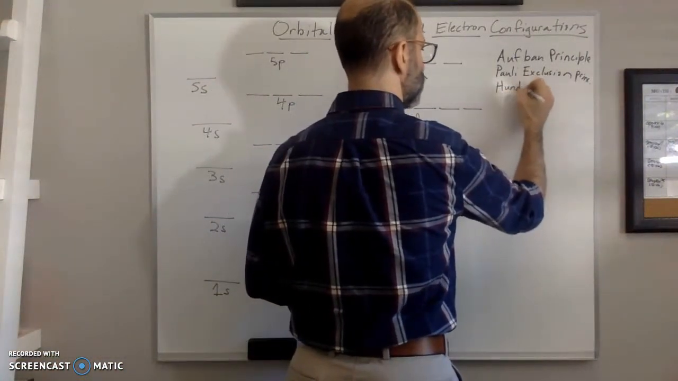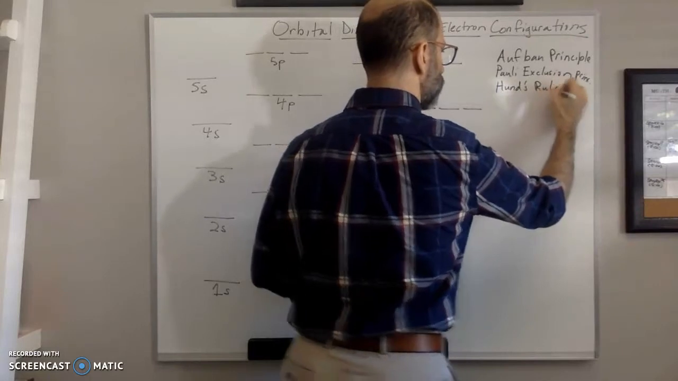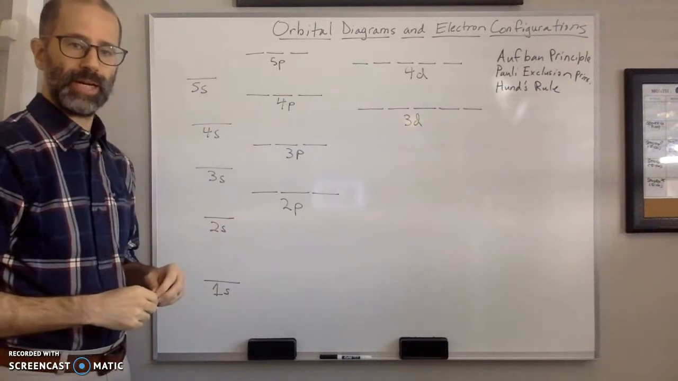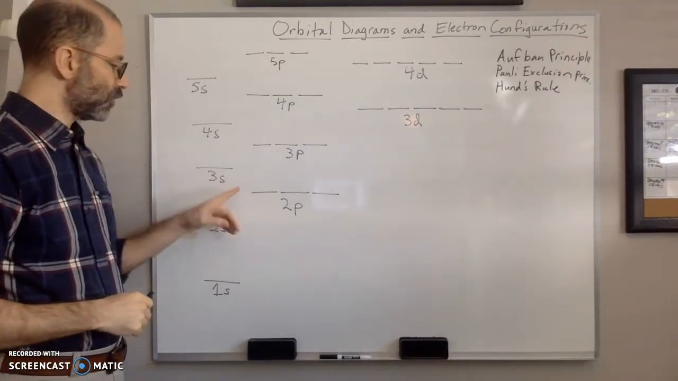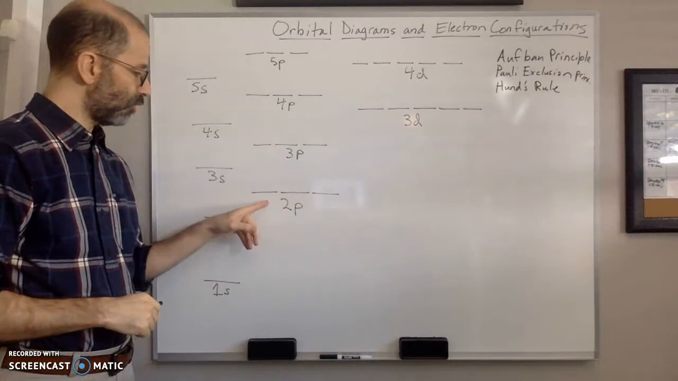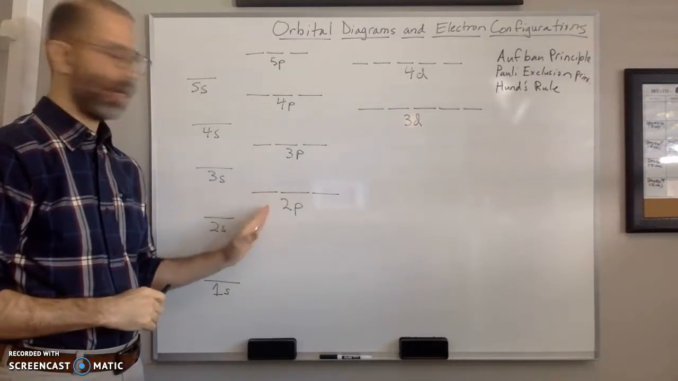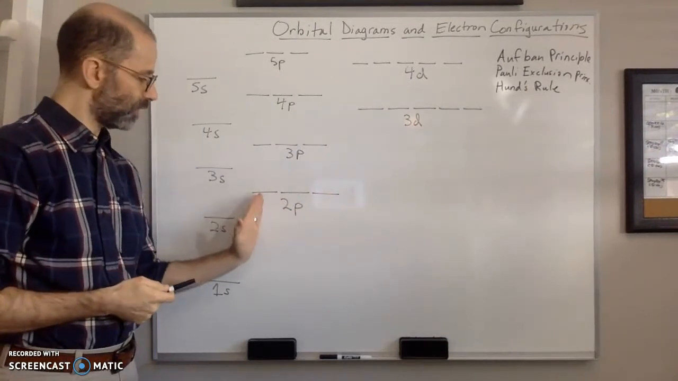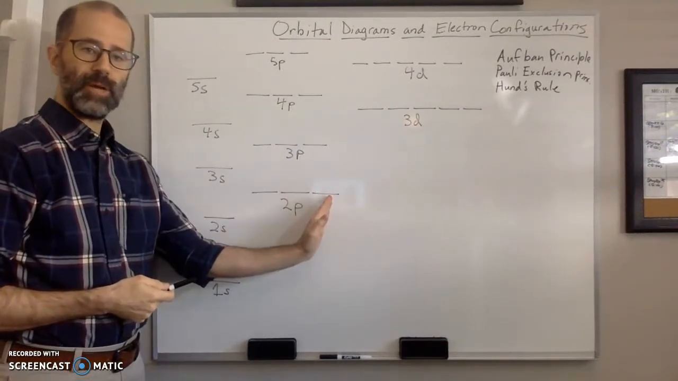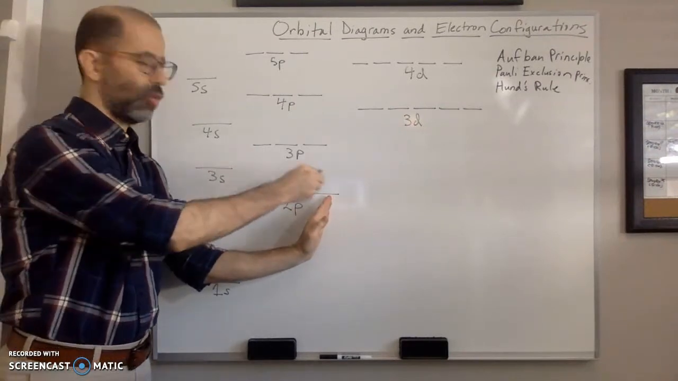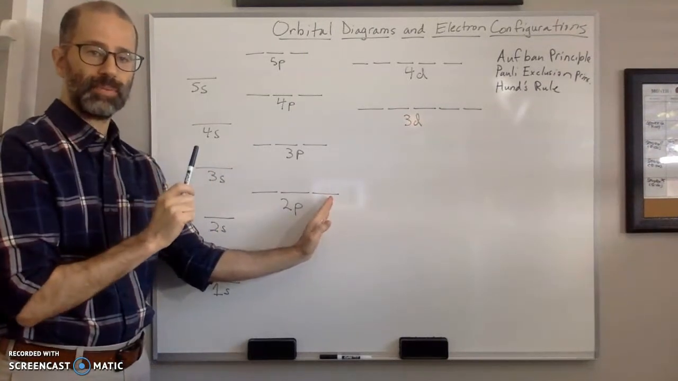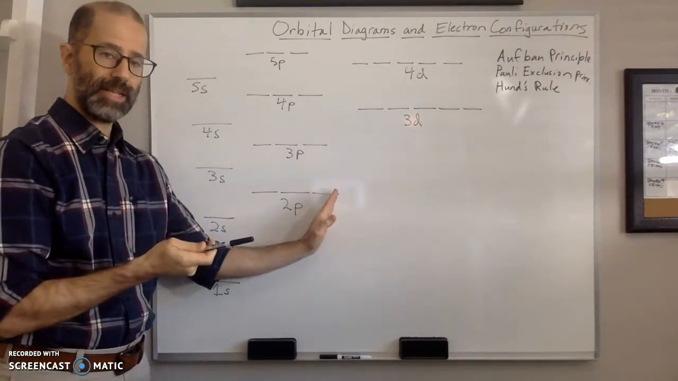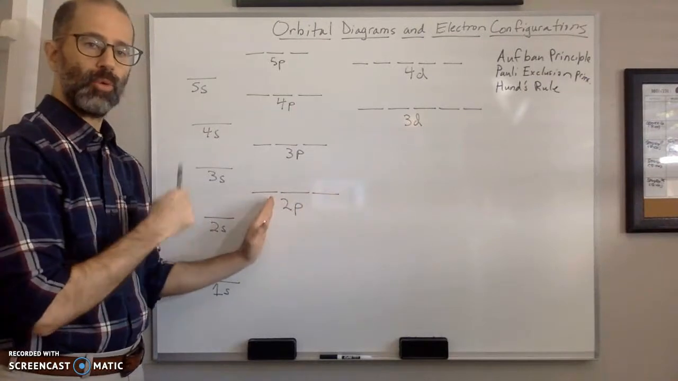is Hund's rule. Hund's rule says that as you're filling electrons into your orbital diagram, when you reach orbitals that have the same energy, you have to add one electron in each orbital first, spin up. So I do spin up, spin up, spin up, one in each orbital first. I don't pair them up right away. I put one in each first, and then if I have extra left over, then I start pairing them up with the opposite spin.